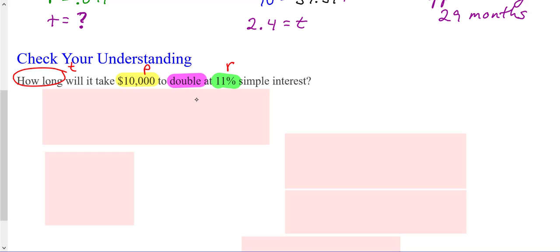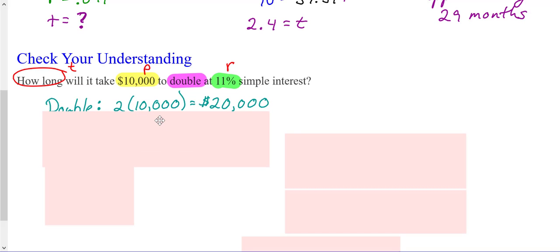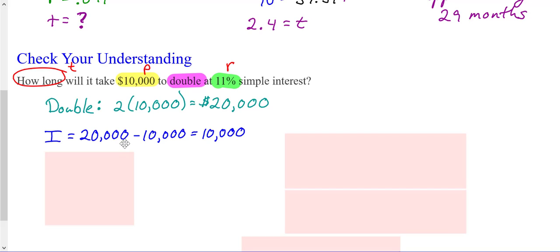By double, we want our principal to double. So that means we want to end with $20,000. To find our interest, you're going to take the 20,000 we want to end up with, and subtract the 10,000. So we're looking at $10,000 in interest. And then we could fill in the rest of our variables. 10,000 is our principal. 11% in decimal form is 0.11. And our time is what we are looking to find.